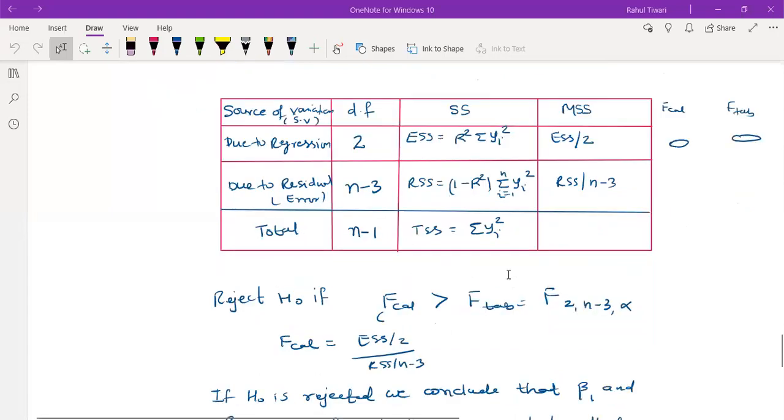And the criterion is given here. Reject H naught if the F calculated value is greater than the F tabulated value. The F calculated value you can obtain using the data, and the F tabulated value you can get from the table. If F cal is greater than F tab, then you are going to reject the null hypothesis. That criterion remains the same even for the mean.